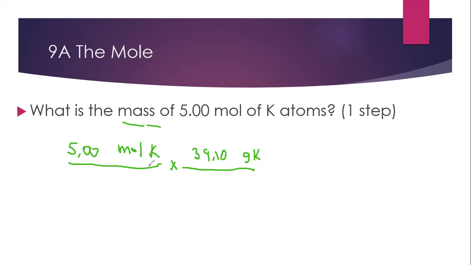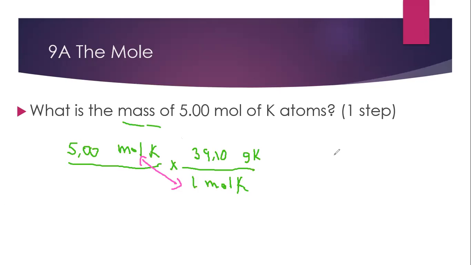Remember, we want to match our units, so we can get rid of them. Okay, and so on the bottom, we're going to put 1 mole of potassium, because remember, 1 mole of potassium would equal its grams on the periodic chart. Now, how do we finish this off? We're going to go ahead and multiply the top, and so go ahead and calculate that.